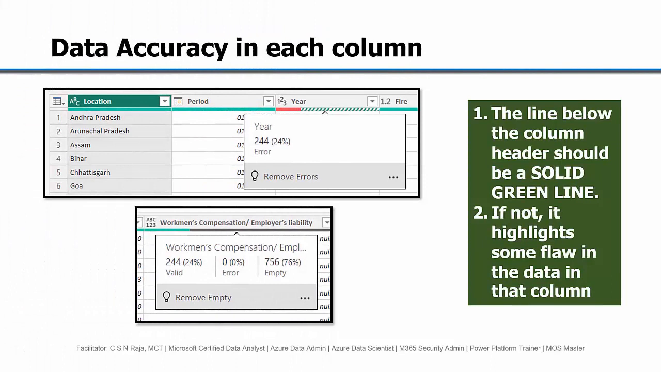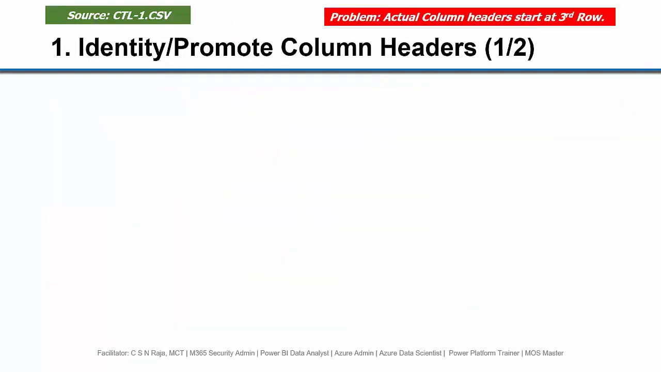When you look at the query that is loaded into your Power Query editor, under every column header there is a green color line. The line below the column header should be a solid green line. If not, it highlights some flaw in the data in that particular column. Let me quickly introduce 6 different problems with the data and then give a demo on that.